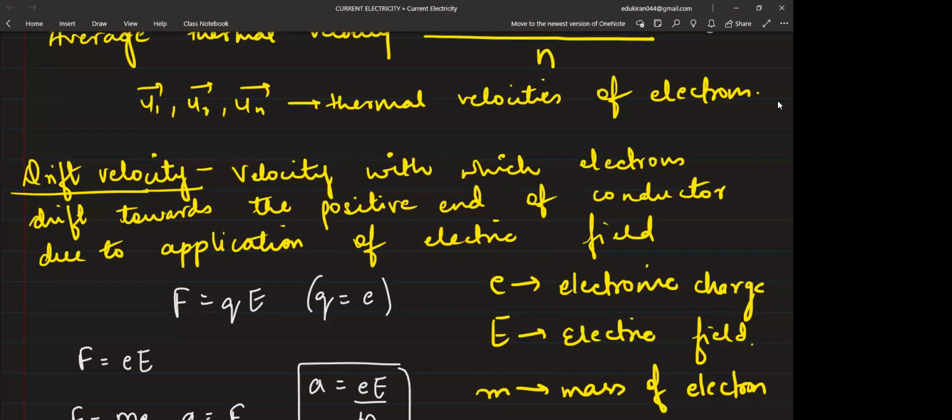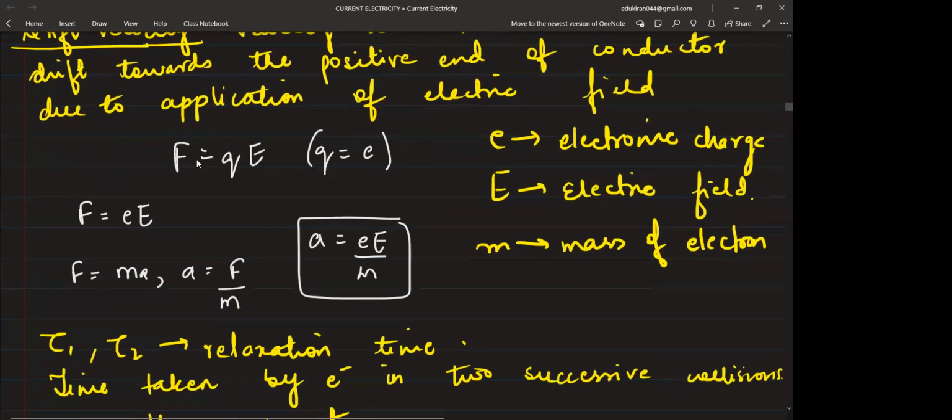Now F is equal to QE, and we know that Q is the electronic charge. So F is equal to QE, from your first chapter. And F is equal to MA, you must already be knowing from Newton's law. So from Newton's law, A is equal to force by M. Force is equal to charge into electric field E, so A is equal to QE by M. So this is the acceleration.